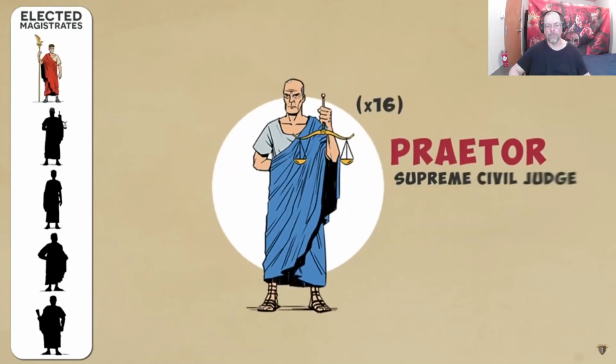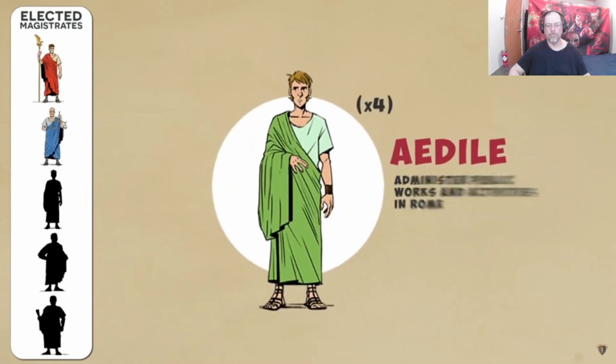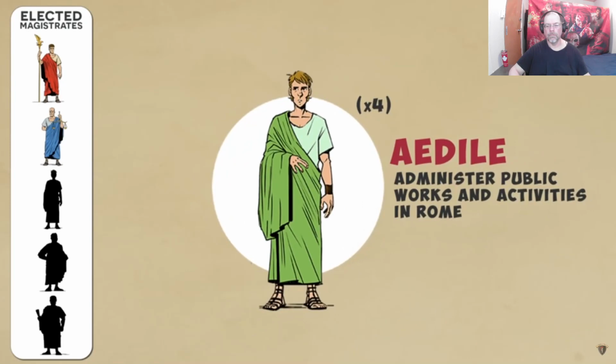Next came the praetor. Their role evolved over time, but largely came to deal with law and justice. They were the supreme civil judges who issued edicts, dealt with important cases, and administered Roman law. As the Republic expanded, more offices were created to deal with Rome's growing authority. The second praetor had been added in 241 BC, and by the end of the 1st century BC, their numbers had increased to 16.